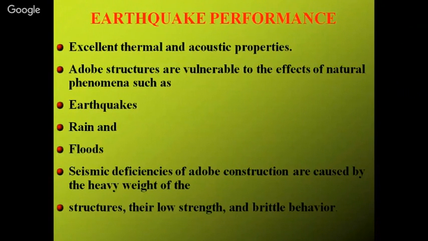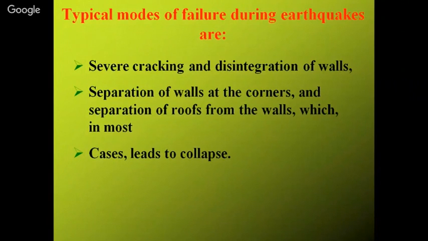In earthquake-resistant construction, the structure must have ductile behavior. A brittle structure will fail suddenly, but a ductile one will give you sufficient warning before collapse. Different types of failure occur: cracking of the walls, separation of corners, and separation of roofs, which lead to the collapse of the building.